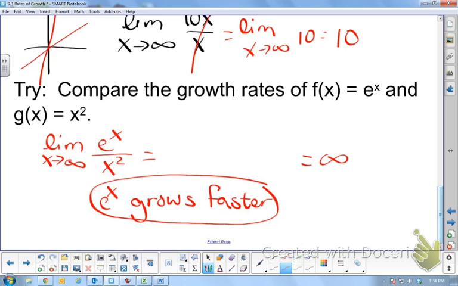So our conclusion is not the answer to the limit. That is not the answer to this problem. It's which function is growing faster, because they didn't ask us just to find the limit. We're using that as a tool to make a conclusion about which function grows faster.